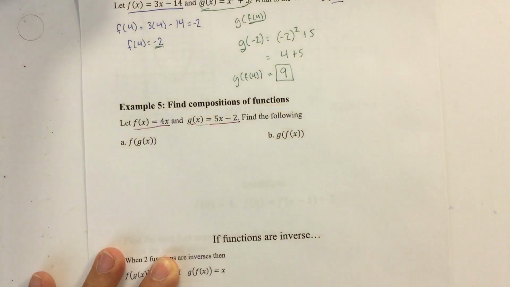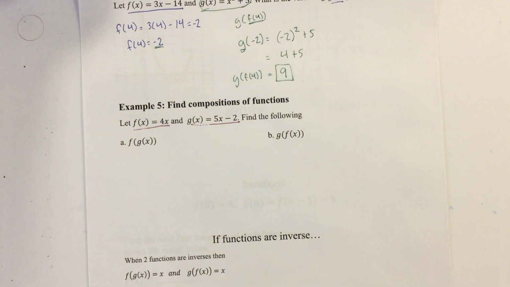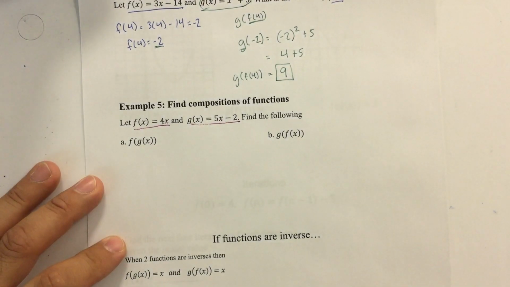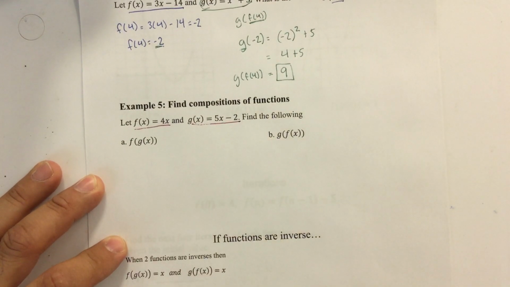Neither one is a constant, right? They're both actual expressions. So when you substitute it in, you will get an expression. So watch what I'm going to do. You really have to pay attention here. So first we're going to start with f of g of x.